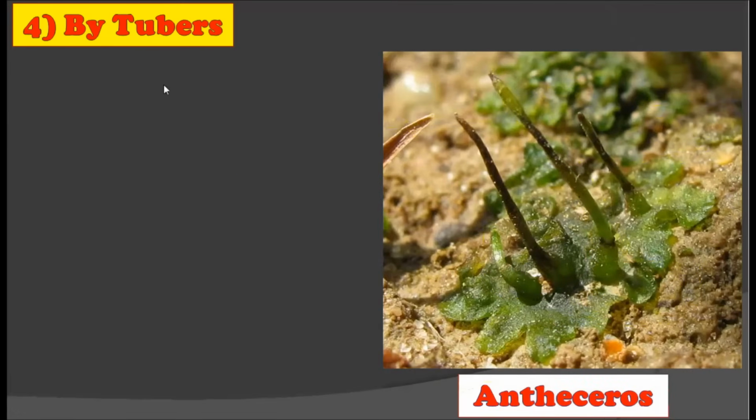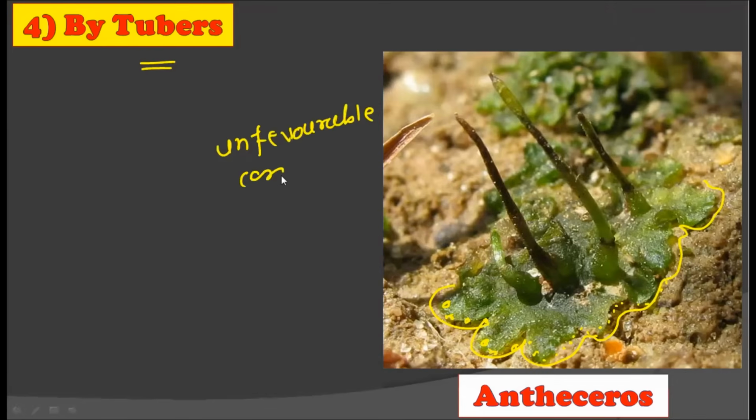All right. Now, next is by the tubers. These tubers come along the margins of the thallus. You can observe in this picture, these are the margins of this thallus. On the margin of this Anthoceros thallus, thick-walled tubers are formed. And this generally happens when there are unfavorable conditions.